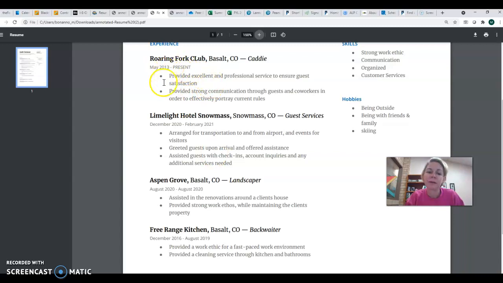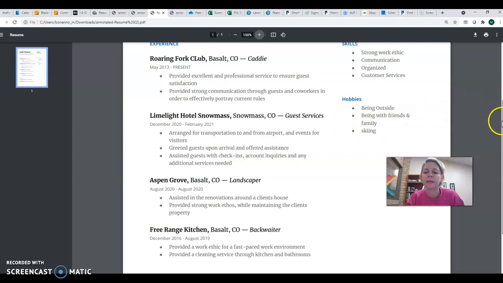The other thing to remember is if you currently have this job, use present tense to talk about your experiences here. So you're still providing these services. So you could just say provide excellent and professional service, provide strong communication. So as you revise here, talk about this in present tense. The other thing, think about what the content is over here.